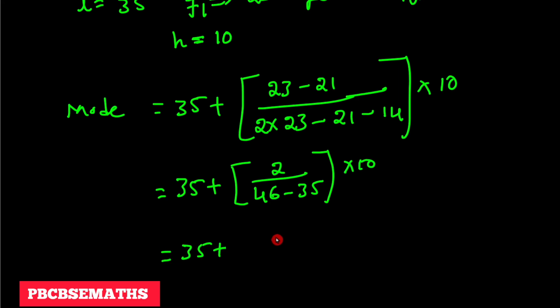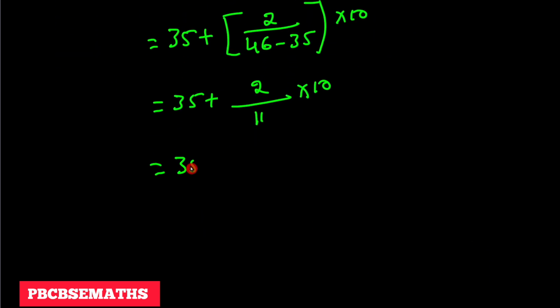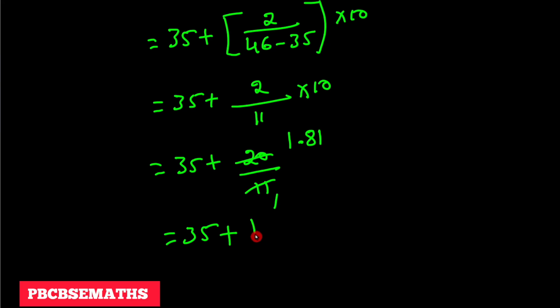So 35 plus 2 by 46 minus 35, that is 11, into 10, which gives us 35 plus 20 by 11. So 11 into 1, 9 remains. We will put a decimal point, that becomes 90. 11 eights are 88. Again 2 remains, that becomes 20. 11 ones are 11. So we got 35 plus 1.81, which means 36.81 is the mode of this given data.